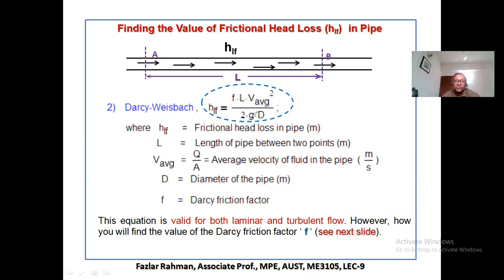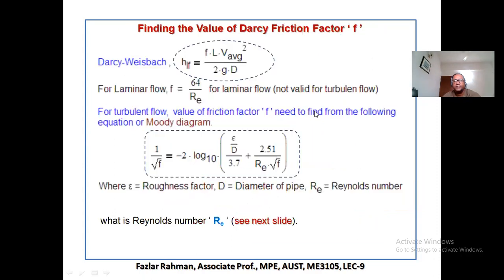And this equation you can apply for both laminar and turbulent flow, because this friction factor f depends on whether the flow is laminar or turbulent. Okay. Any question? Okay. So this is the Darcy-Weisbach equation.